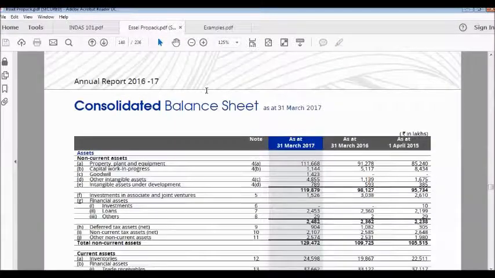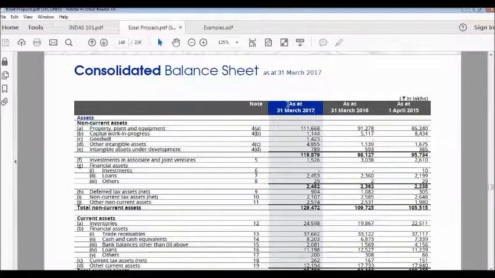Propack company. In this case, this company is preparing the balance sheet as at 31st March 2017 and then as at 31st March 2016, and the opening Ind AS balance sheet is 1st April 2015. So this is the transition date. The company has already applied Ind AS from 1st April 2016, but has also applied Ind AS to 31st March 2016. Therefore the company is now preparing the opening Ind AS balance sheet as on 1st April 2015.